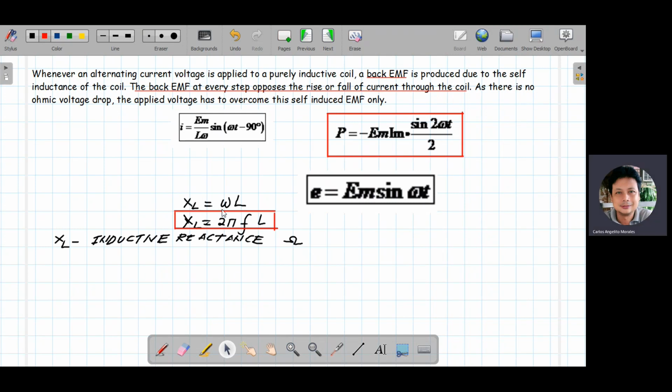So XL is the angular frequency times the inductance. And yung angular frequency, ang formula niya ay 2 pi F. No? Angular frequency is 2 pi F times the inductance. So XL is known to be the inductive reactance. No? Ang unit niyan ay ohms.